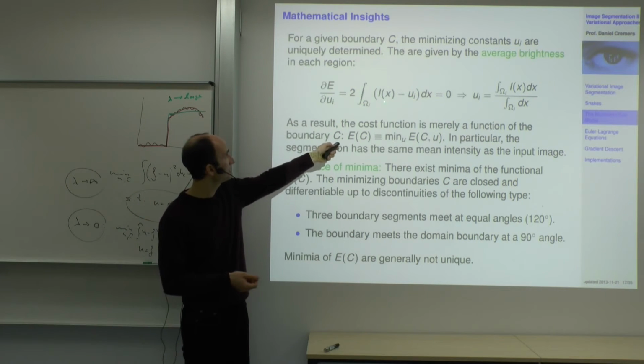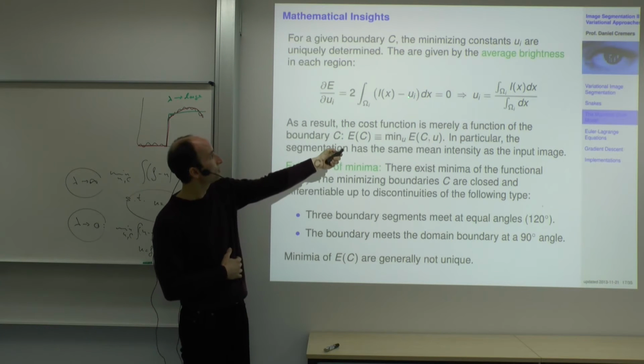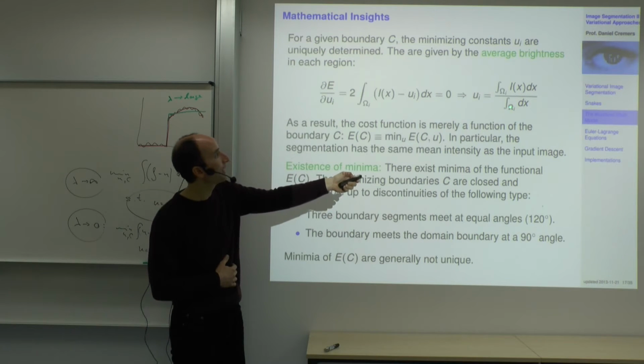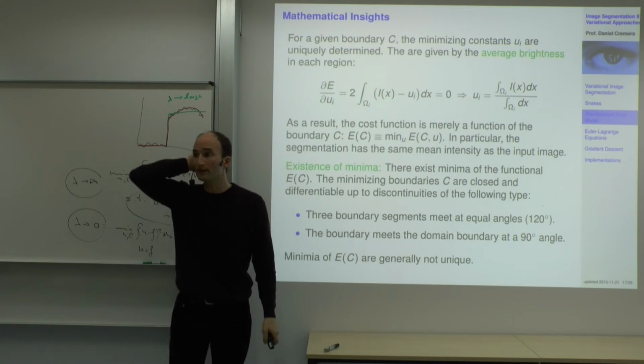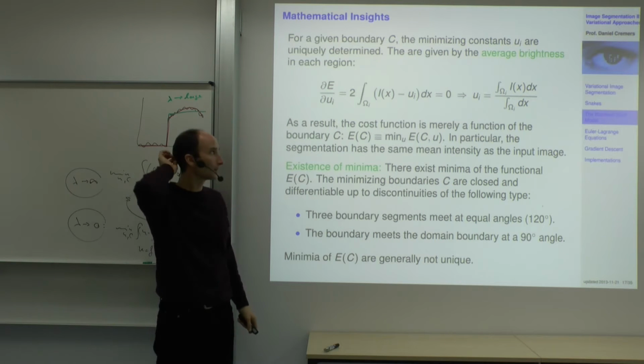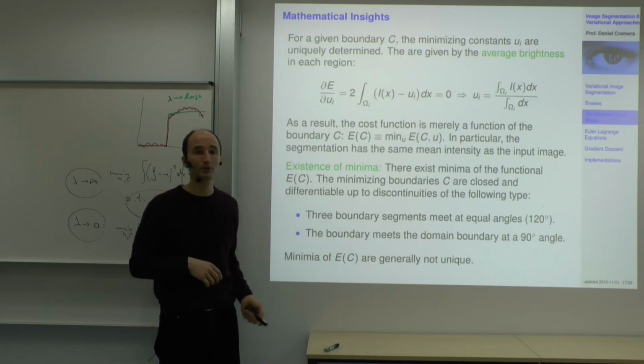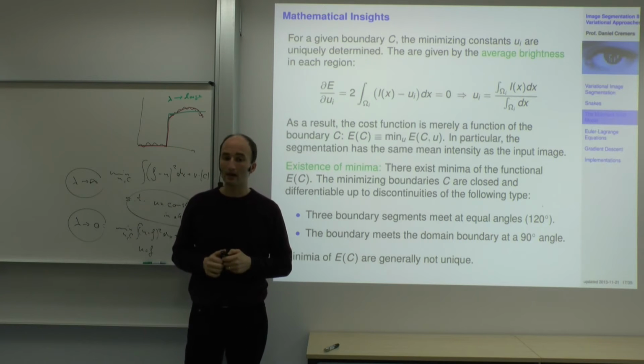So what you have here is the integral over omega i of the input brightness I dx minus the integral over omega i of Ui dx. But Ui is a constant, so we can actually pull this out of the integral, divide by the integral, and what we're left with is this. And what this is, it looks maybe a bit strange at first glance, but it really just is the average brightness of the region.